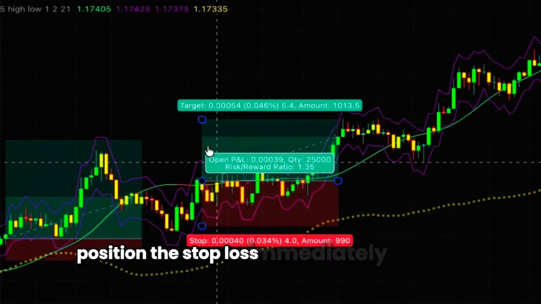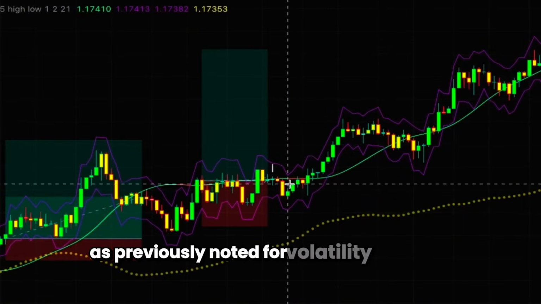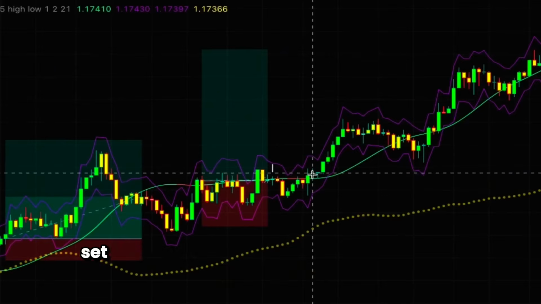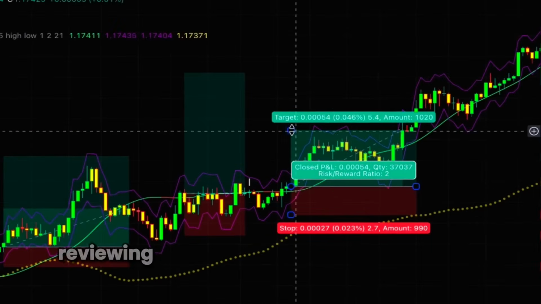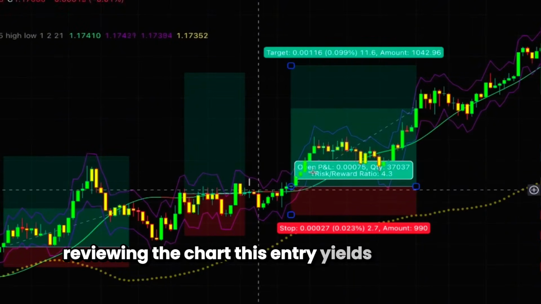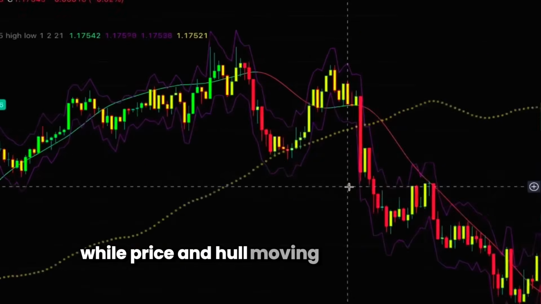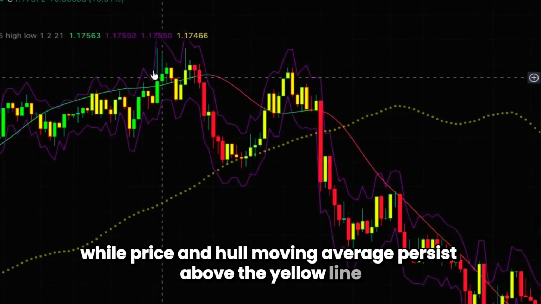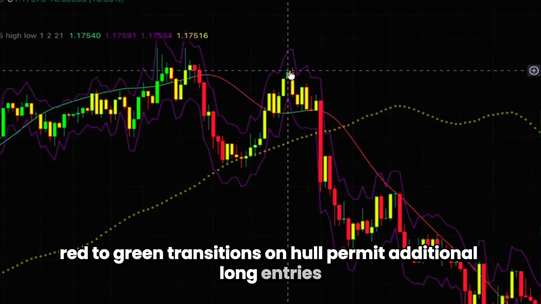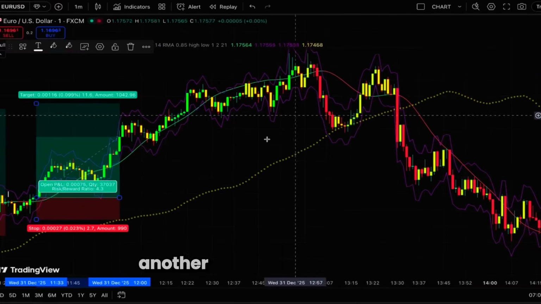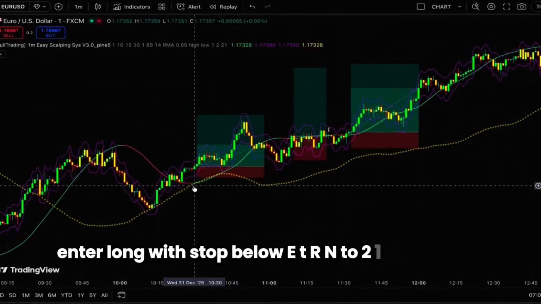Position the stop loss immediately below the lower purple ATR line. As previously noted, for volatility-adjusted protection, set the profit target to achieve a 2-to-1 risk-to-reward ratio. Reviewing the chart, this entry yields substantial profitability. Importantly, while price and Hull moving average persist above the yellow line, subsequent red to green transitions on Hull permit additional long entries. For instance, another opportunity arises here. Enter long with stop below ATR and 2-to-1 target.